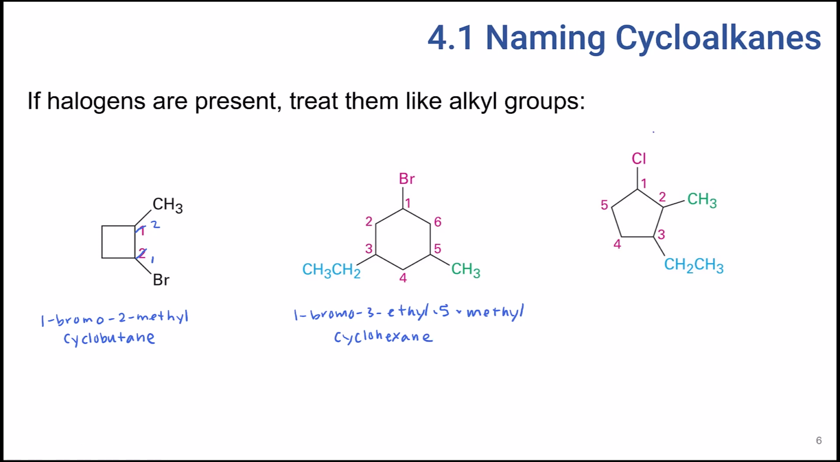And if it's a chlorine, that's going to be chloro. Again, we're going for lowest overall numbering and alphabetical order. So this is 1-chloro, 3-ethyl, 2-methyl cyclopentane.